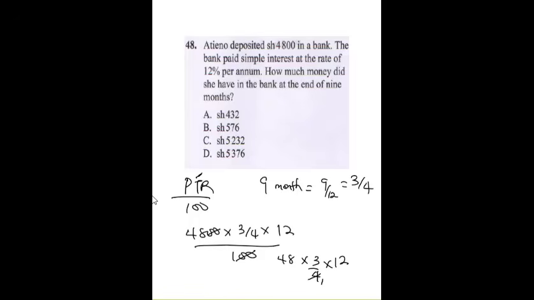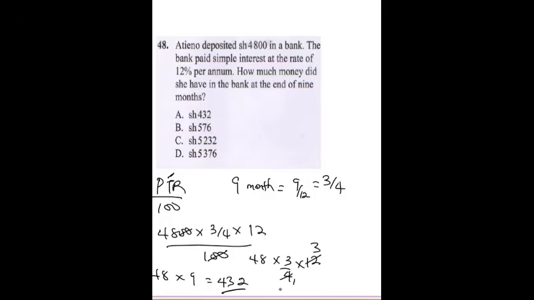4 here is 1. 4 into 12 is going to give us 3. So here you have 48 times 3 times 3. So you have 48 times 9. 9 times 8 is going to give you 72. So you put your 2, carry 7. 9 times 4 is going to be 36. 36 plus 7 will give us 43. So our final answer is 432 shillings. So I'll circle my A.